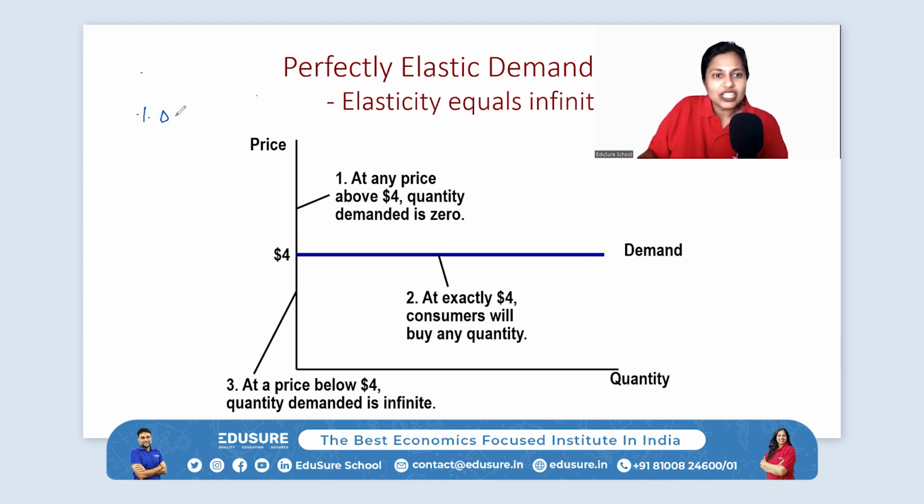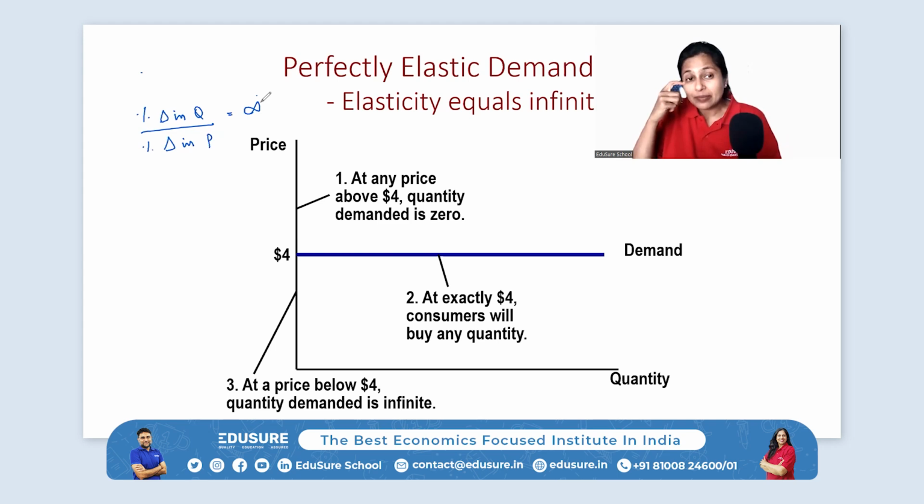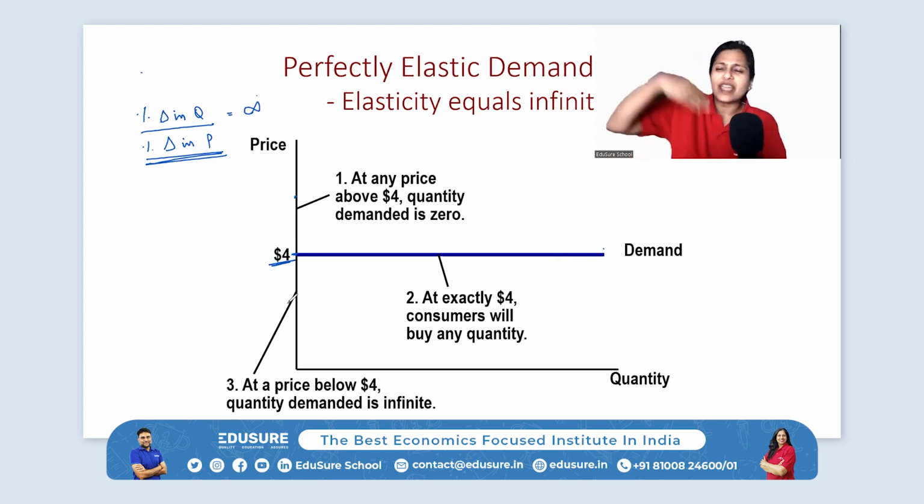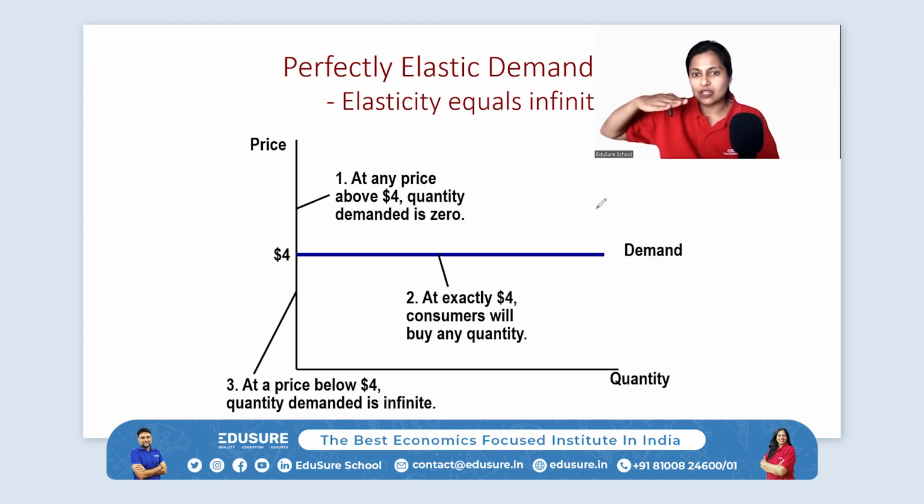This means the percentage change in quantity upon the percentage change in price is equal to infinity. That means for any slight change in price, the response is infinite. So here what we show is that if price increases, the demand falls to 0. At P equal to 4, the demand is anything between 0 to infinity. Price less than 4, the demand is again infinity. So the change is very great. This is the meaning of a perfectly elastic demand curve, which is usually a horizontal line, with price fixed at the price.